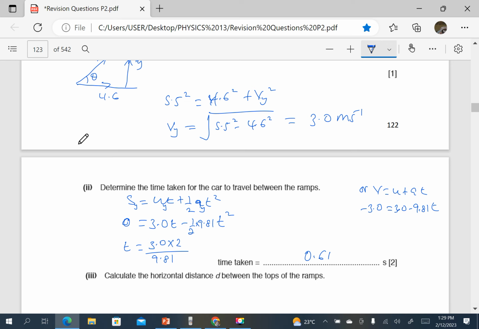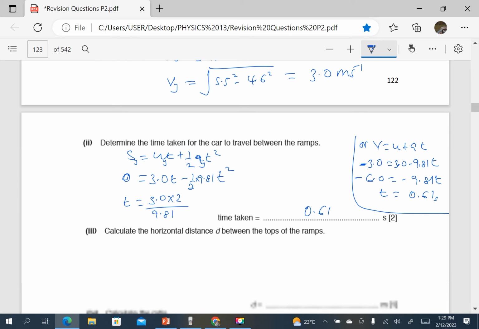So it starts with this velocity of 3.0 upwards. We expect it to arrive at the same level with the same velocity but in the opposite direction. That's why you say minus here. So that means we have negative 6.0 is equal to negative 9.81 times t, which still gives us t as 0.61 seconds. So you can also use that method.